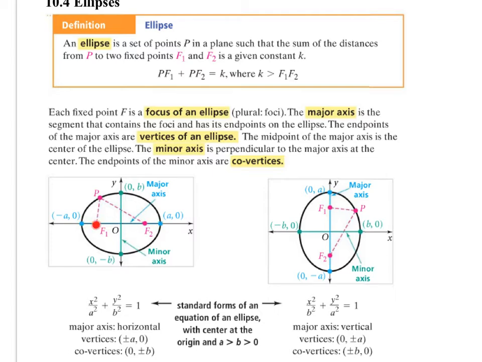The major axis goes side to side if it's stretched out this way. The minor axis goes up and down. We call these two points the covertices.